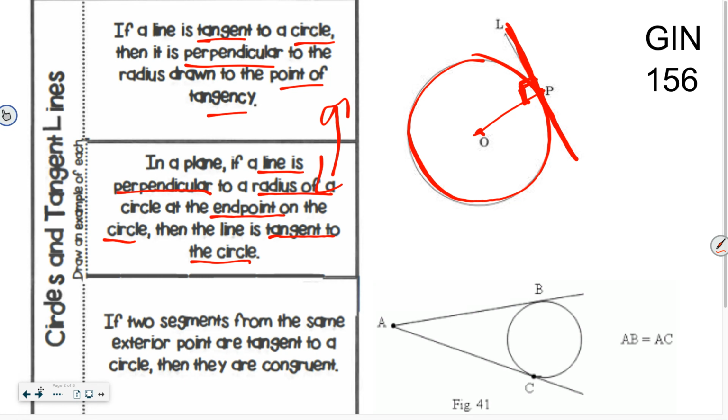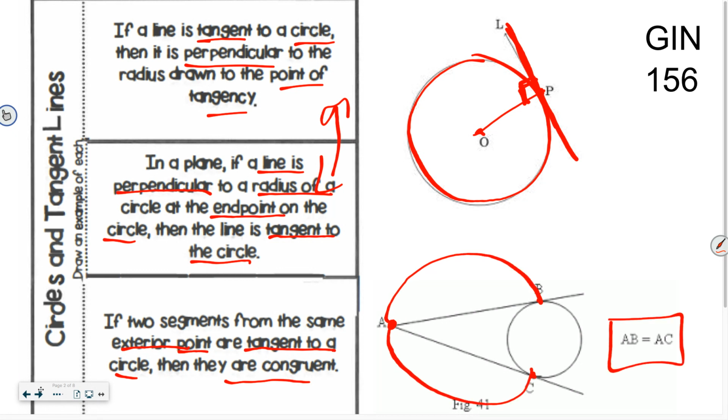And then the next one says if two segments from the same exterior point are tangent to a circle, then they are congruent. So notice we have an exterior point, we have two spots that are tangent to the circle, and that means that the distance from A to B is the same as A to C because they're both tangent to the same circle.